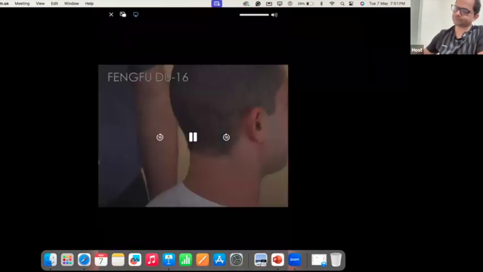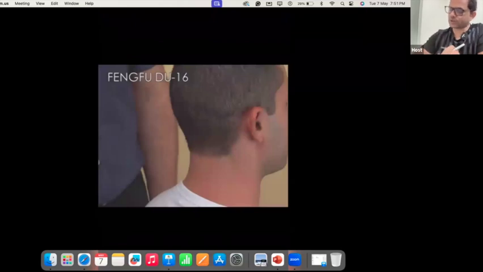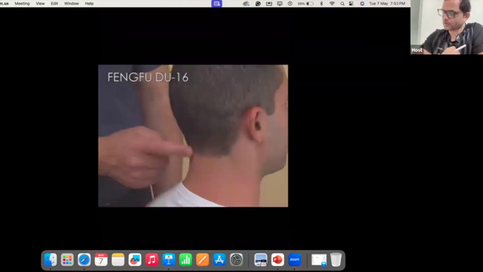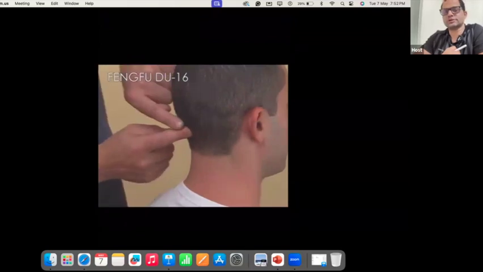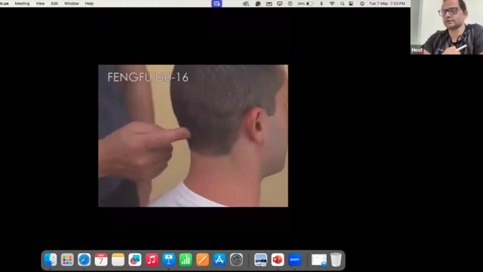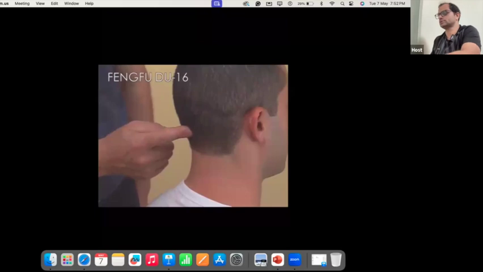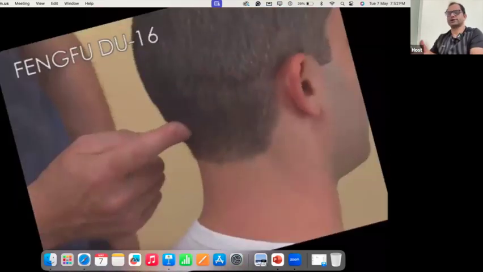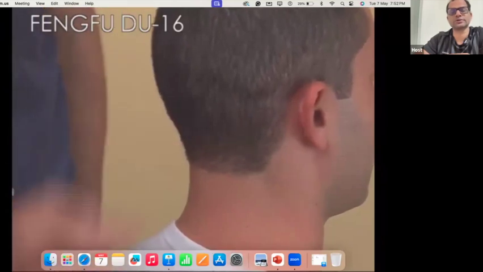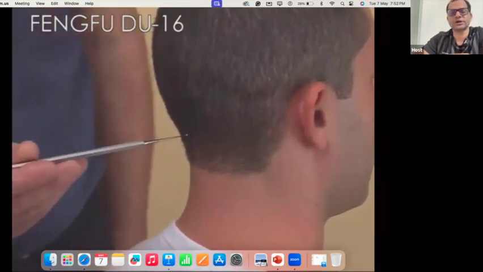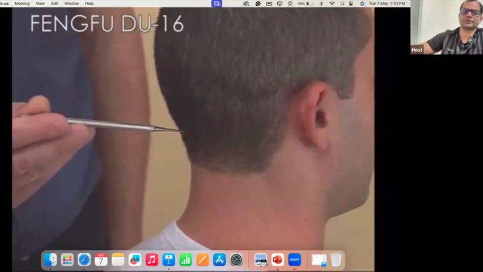So let's see here once again. From the posterior hairline, if we go a little up, we will find one depression here, that is the Du 16 point. This point is directly connected with the heart. This point is one of the great points for treating neck pain. Whenever a person is suffering with neck pain, you can press this point.